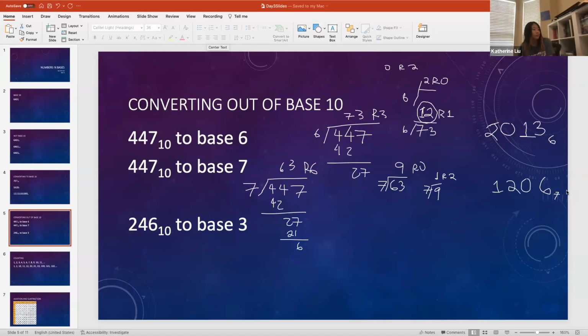Oh, so I wanted to show you something different for 246 to base 3, right? So you might have memorized your powers of 3. It's okay if you haven't, but you'll get it through continued usage.